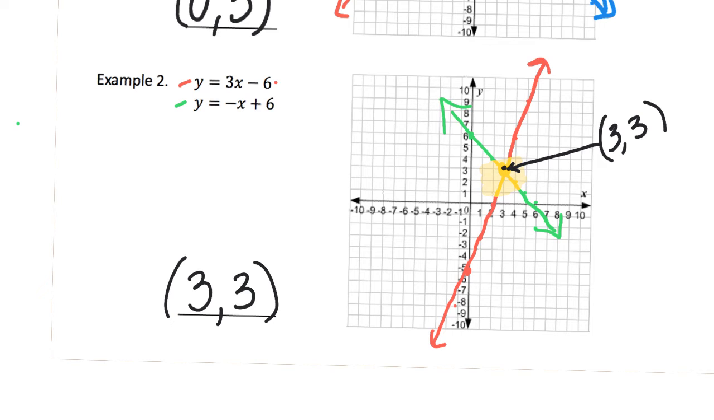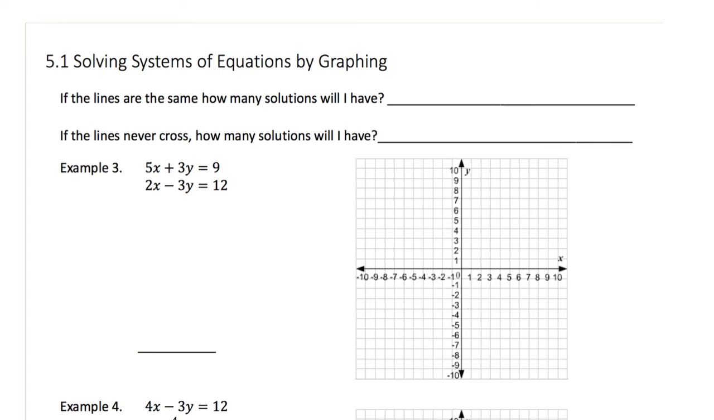All right, so let's look at the next one then, example number 3. All right, so looking at example 3, if the lines are the same, how many solutions will I have? So if we have 2 of the exact same lines, we're going to have infinite solutions because they're obviously going to be graphed over each other because they're the same exact line. So if I'm graphing 2 lines over top of each other, they're going to have infinite solutions. So if the lines are the same, they'll have infinite solutions.